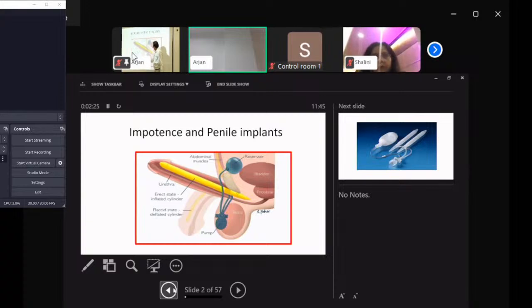Then you are keeping the pump, pumping this, the fluid from the reservoir is going inside this. So you have to place the reservoir by abdominal surgery, you have to place this tube by doing canal surgery, and you have to place the pump in the scrotum around the chest. So this is a very complicated thing.